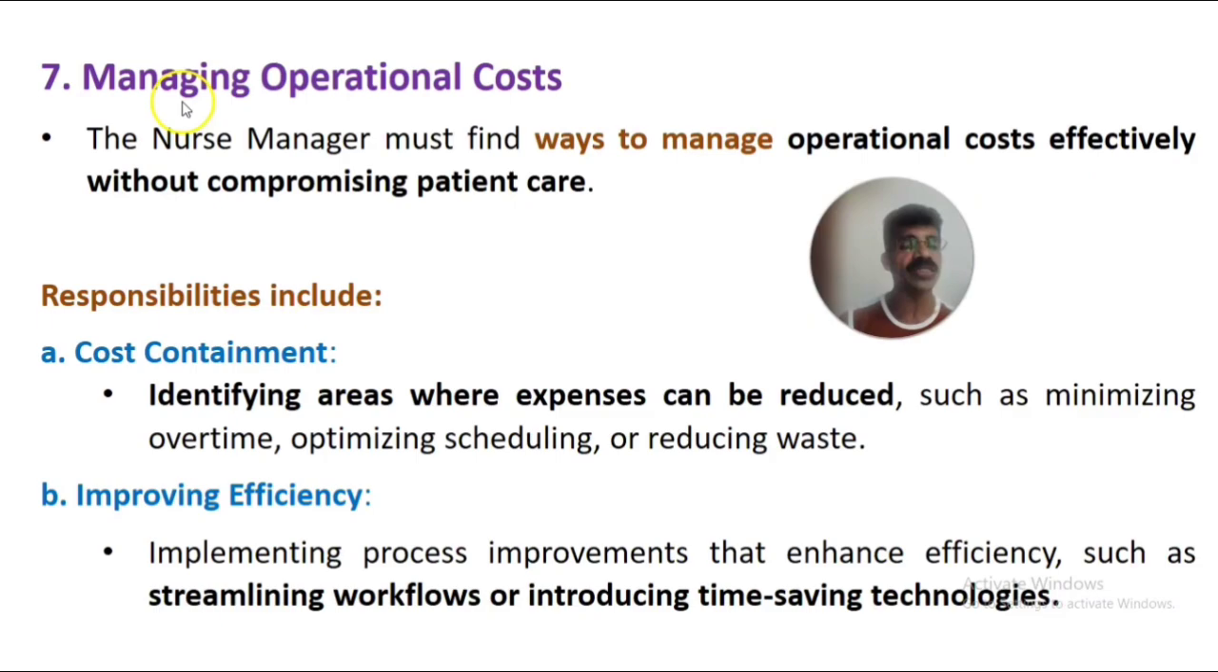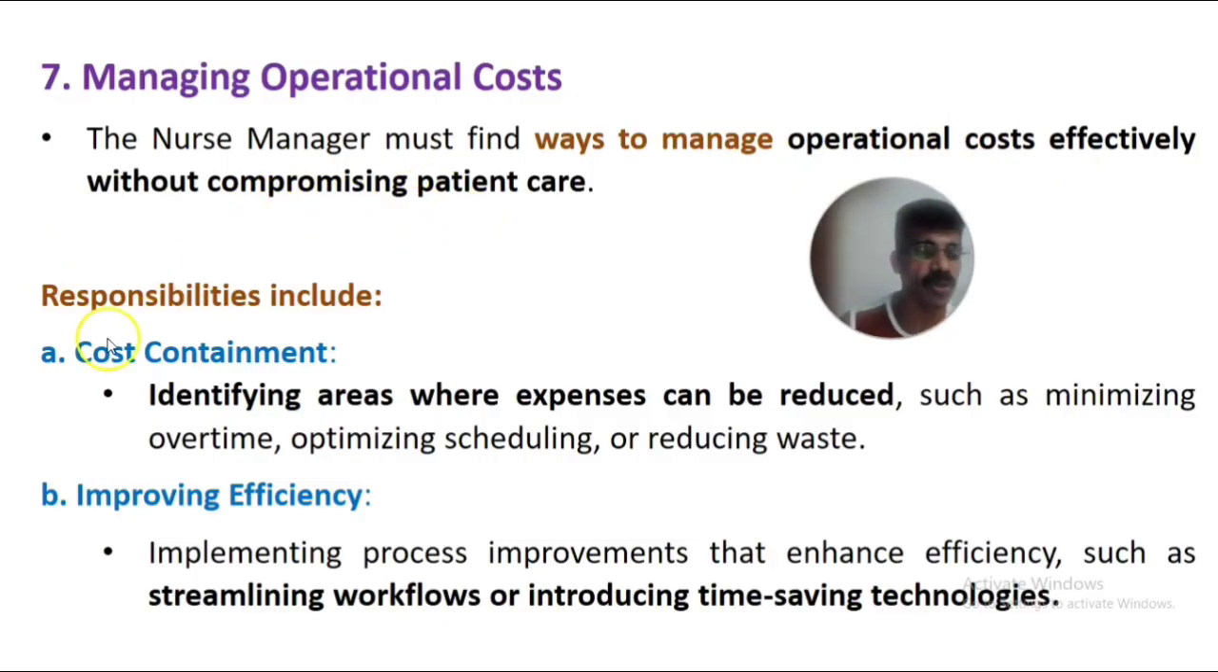The seventh responsibility is managing the operational cost or functional cost of the hospital. The nurse manager must find different ways or means to manage the operational cost effectively without compromising patient care. So we are not compromising the patient care. The patient has to get high quality, comprehensive, patient-centered care. At the same time, the functional cost has to be reduced in the budget. Thus the nurse manager must find different steps to manage the functional cost of the hospital efficiently and effectively without compromising patient care.